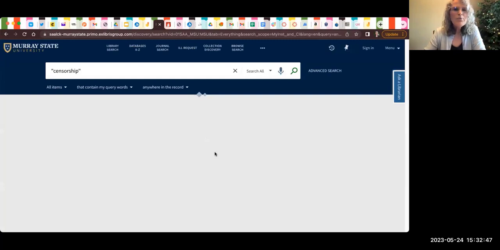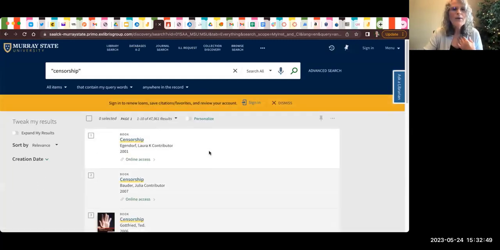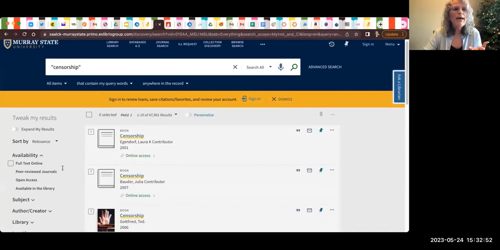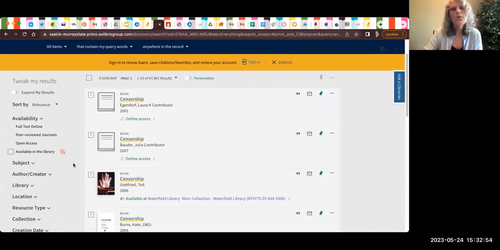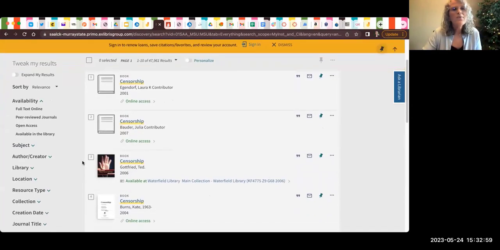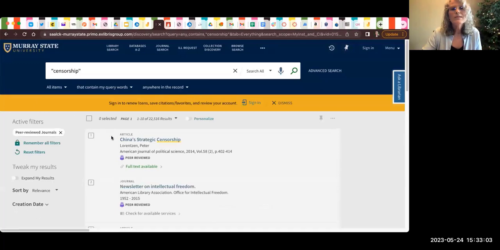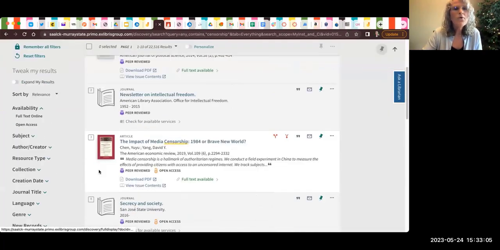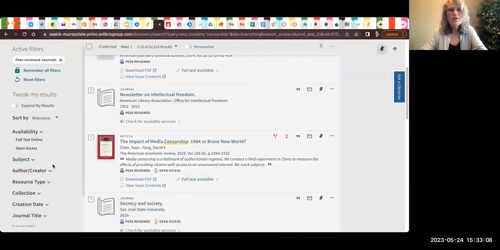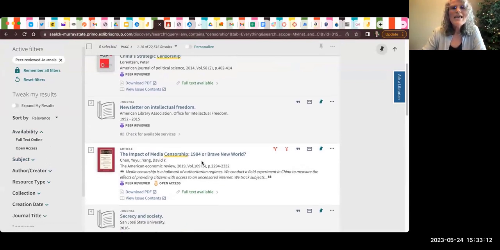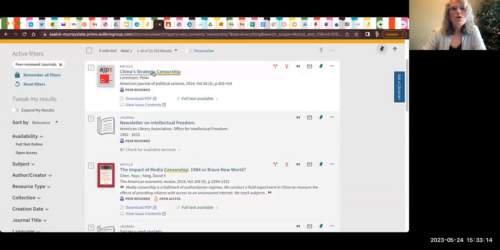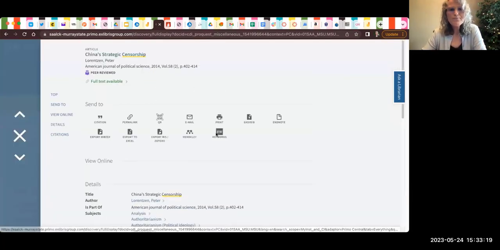So I know that both Professor Thompson as well as we would do this, and then we shared with them how to narrow the search down even more, because right now it's showing almost 48,000 results. Well, we definitely want just peer-reviewed journals for this. So that narrowed it down some more. We went through all of those functions on the left side of the panel. But even so we're seeing articles. So I'm going to click on this article here, China Strategic Censorship.